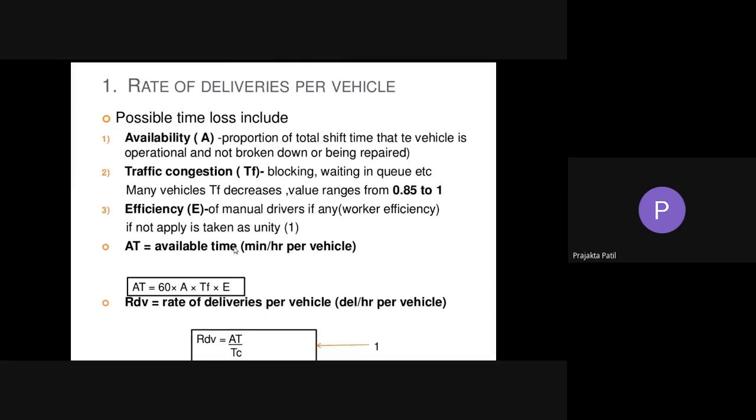TC we know how to find. Available time we just saw how we can find it. It is 60 into A into TF into E. So having known the available time and the cycle time, you can find out the rate of deliveries per vehicle. So write down these equations.